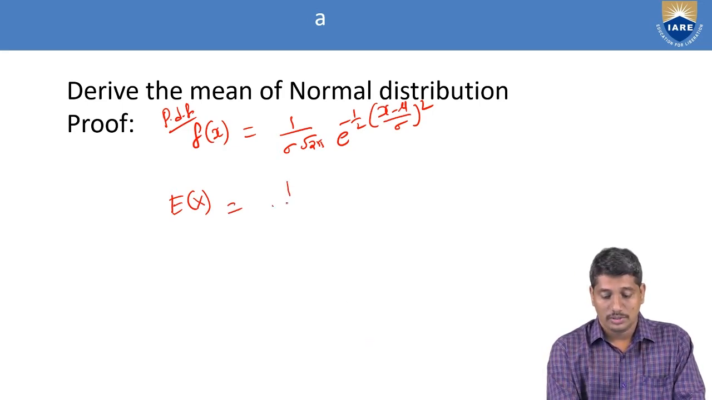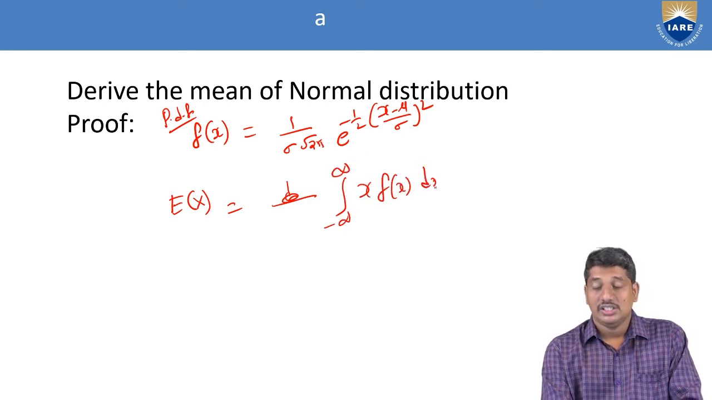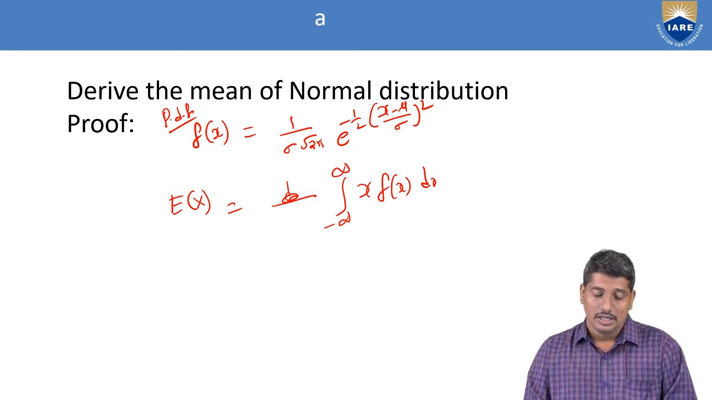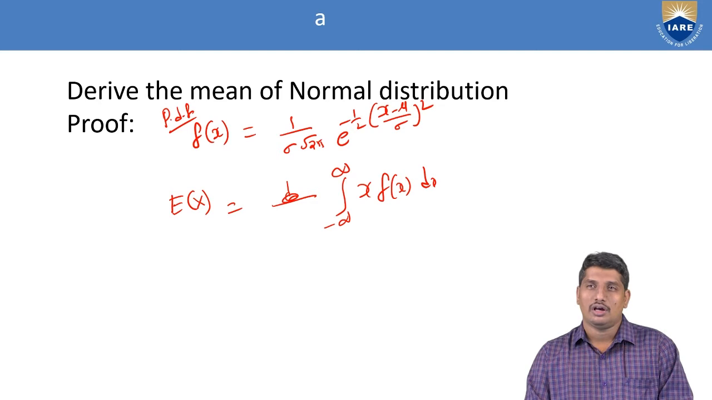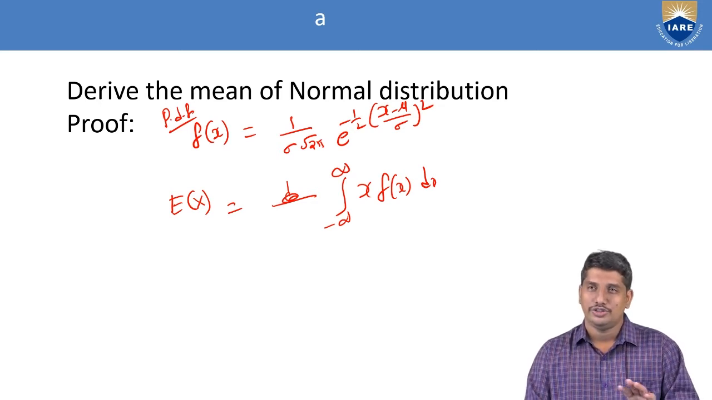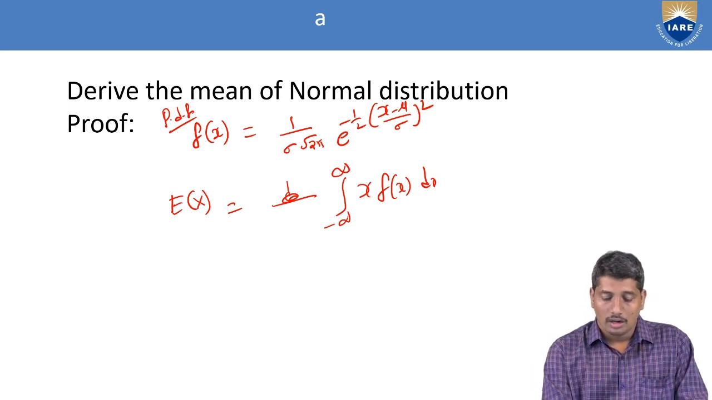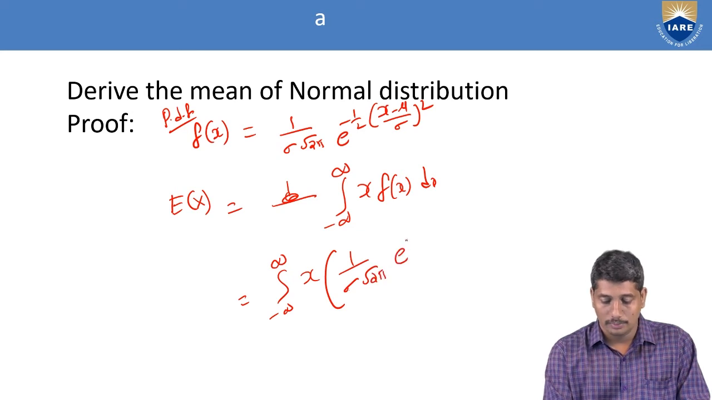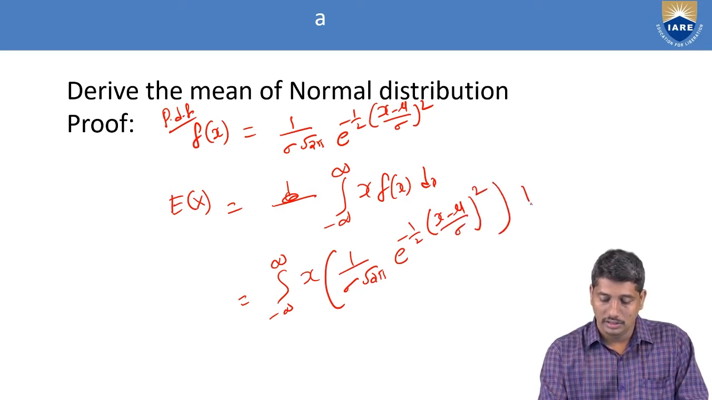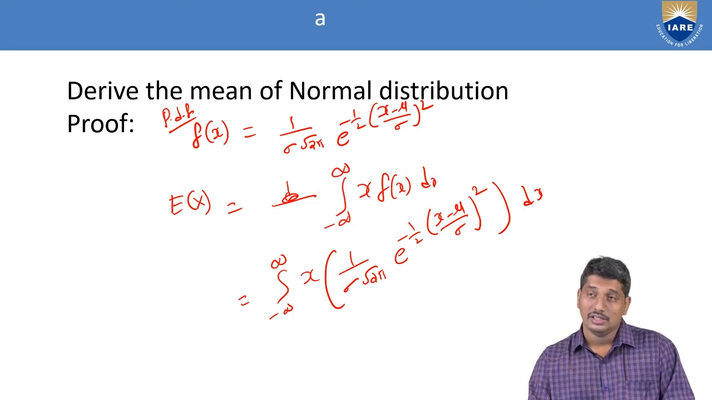Expectation is... let me write the definition. Expectation of x is nothing but the integral from minus infinity to infinity of x into f of x dx, which we have discussed in the last classes. The expectation of a continuous random variable is the integral from minus infinity to infinity of x into f of x dx. This formula will come across in your probability and statistics course, which you studied in your second semester. Now, after writing this formula, let us substitute the value of f of x, that is 1 by sigma root 2 pi e power minus 1 by 2 times (x minus mu by sigma) whole square dx. Okay, we have substituted the f of x value.